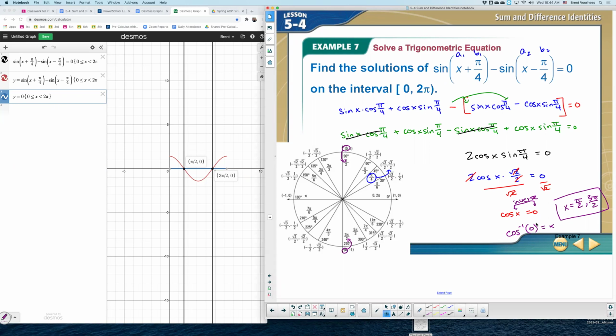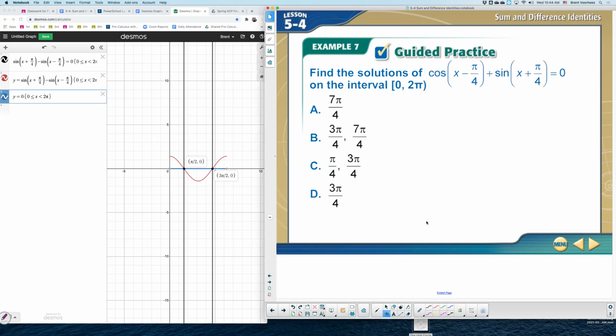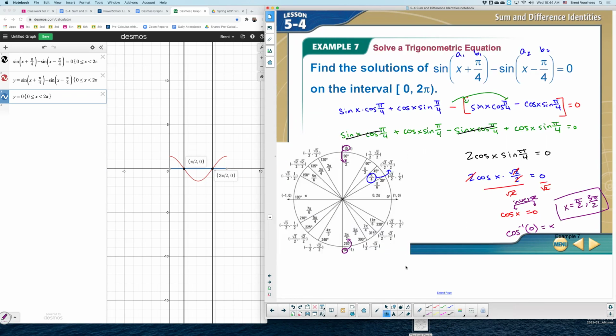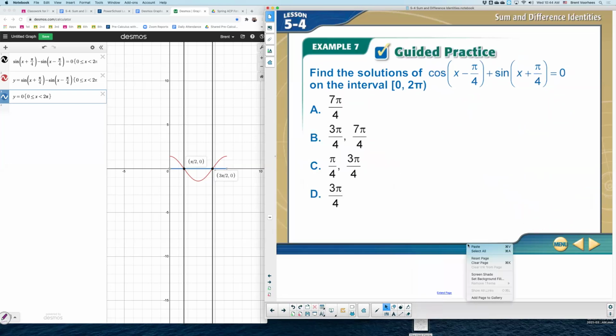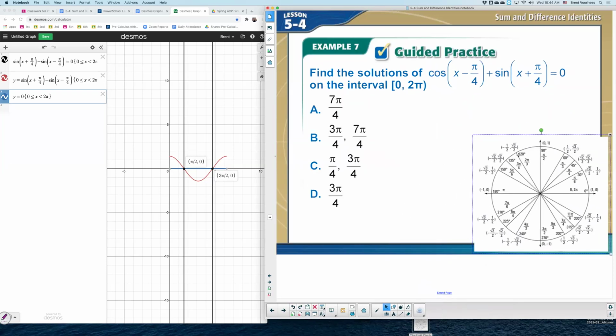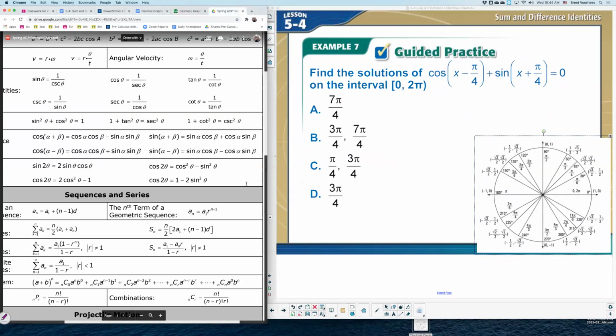Now you have one for yourself to try. So that's how you can solve with the sum and difference formula. So you go ahead and try this one. I want to copy this for you. Copy. And I'll put up the formula chart as well. You can pause the video and solve.